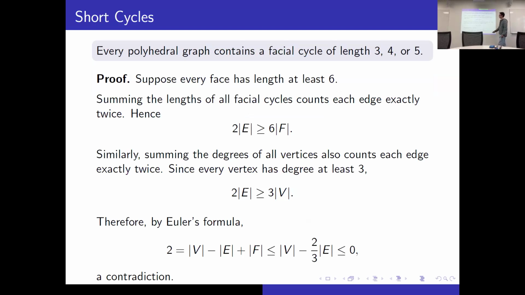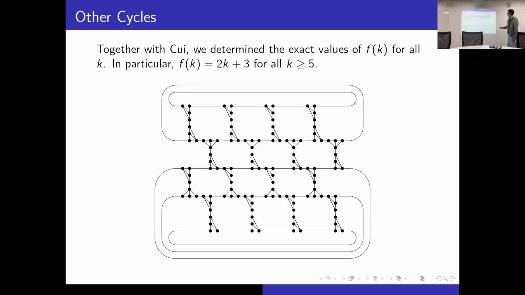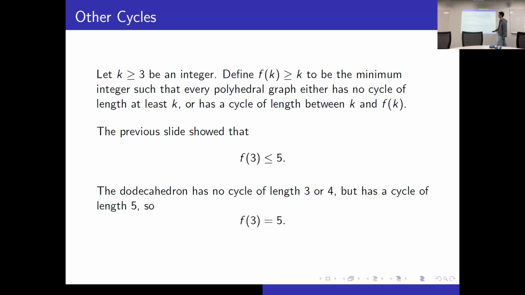And actually, we also have some results about short cycles. You should see it in every graph theory course that if you have a polyhedral graph, then it must have a face. The length of it is 3, 4, or 5. There is a very short proof, but I will just skip it. So we generalize this notion in the following way.